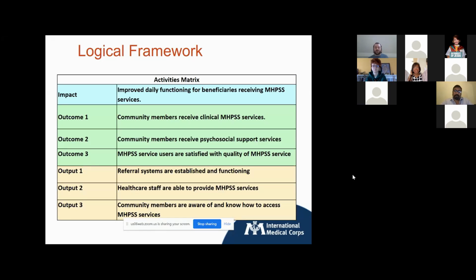Just to save on time, I won't go through each of these. I think they're very self-explanatory, but if you have any more questions, we can answer them at the end of the session.